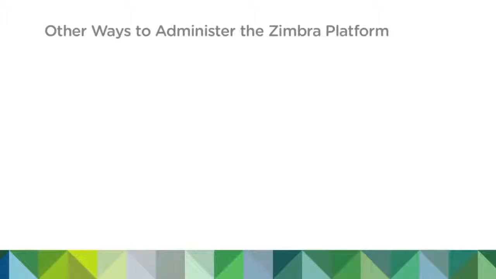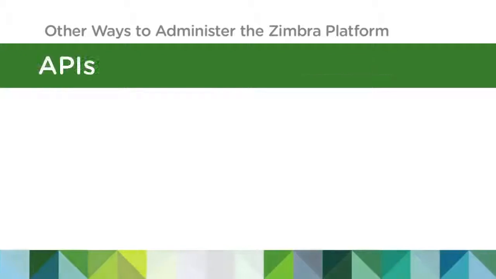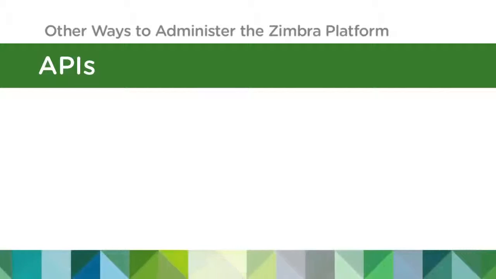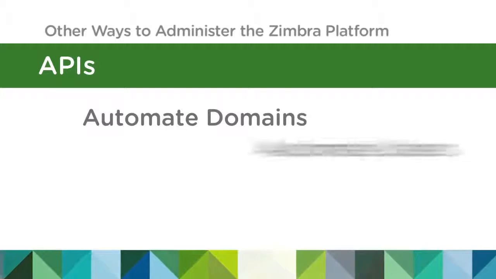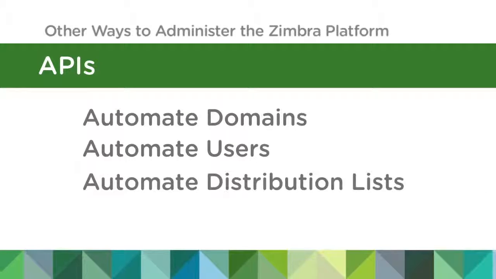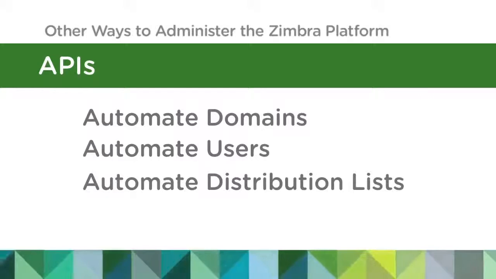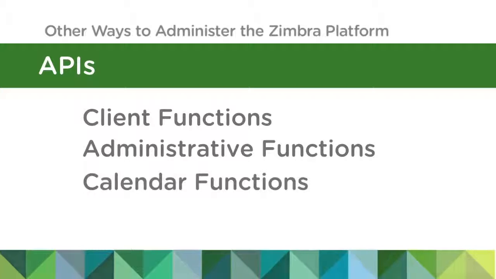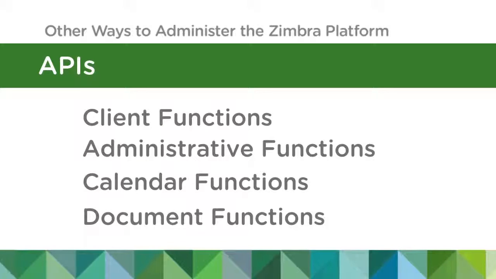The third way to administer Zimbra is with APIs. If you have provisioning and monitoring systems in your infrastructure and you want to automate the creation of domains or users or distribution lists, we have a sophisticated set of APIs that allow you to create accounts and perform all the tasks you saw in the admin UI.